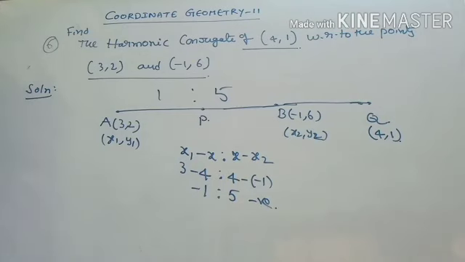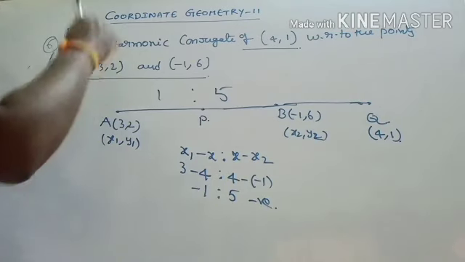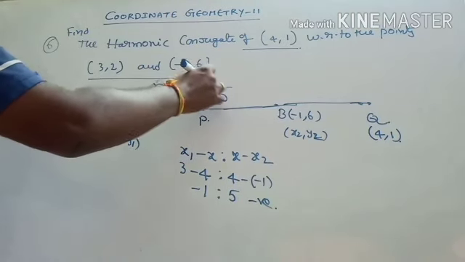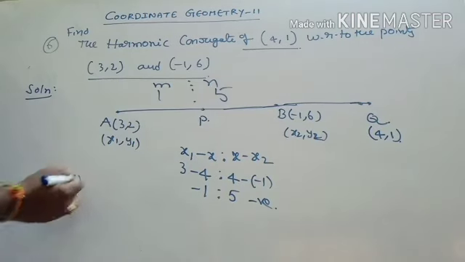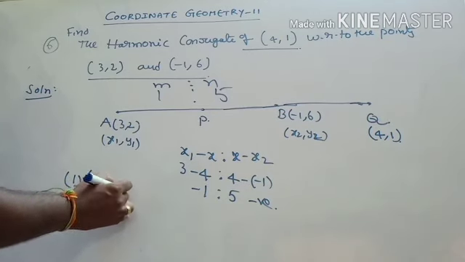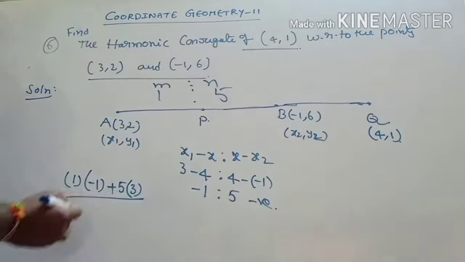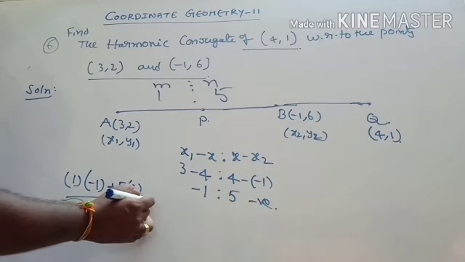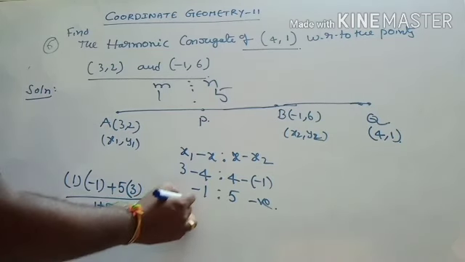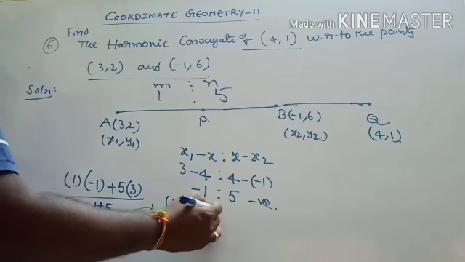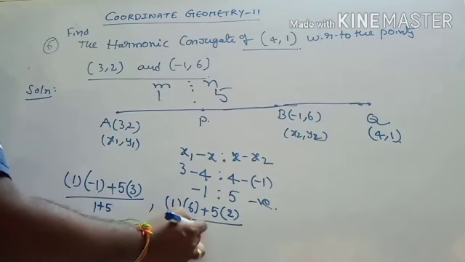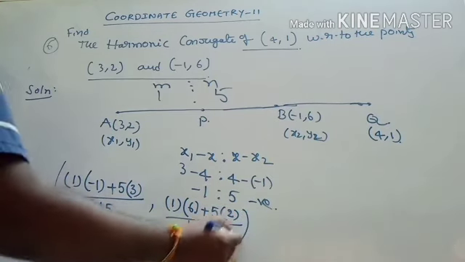Now you can find nicely the harmonic conjugate of Q with respect to A and B. This is m is to n, mx2. M is 1, right? 1 into x2, minus 1, mx2 plus nx1, n is 5 into 3, by m plus n, that is 1 plus 5, comma, right? We have got my2, m is this, y2 is 6, my2 plus ny1, n into y1 is this, divided by 1 plus 5, because it is internal ratio, that's why 1 plus 5.